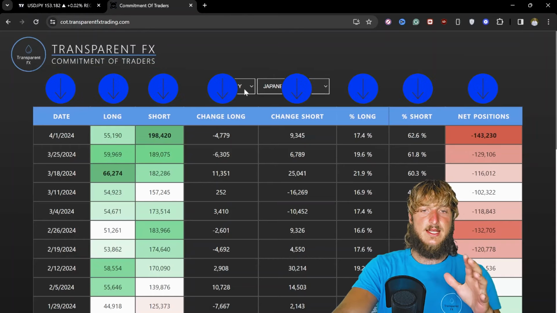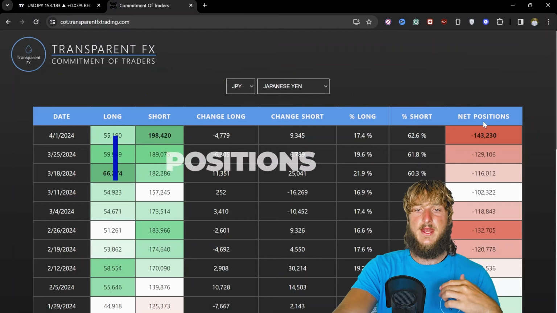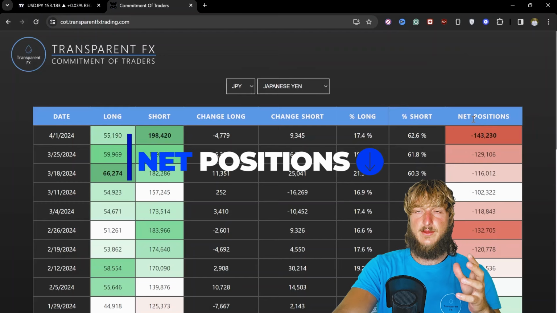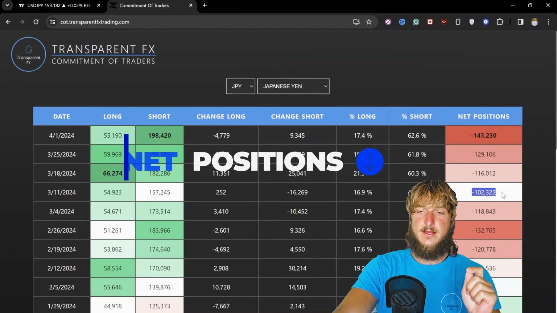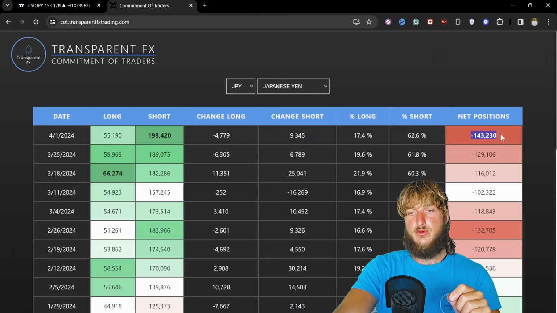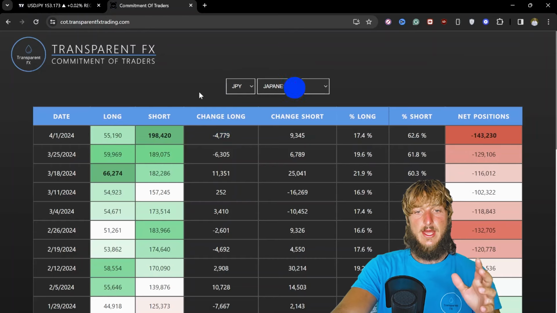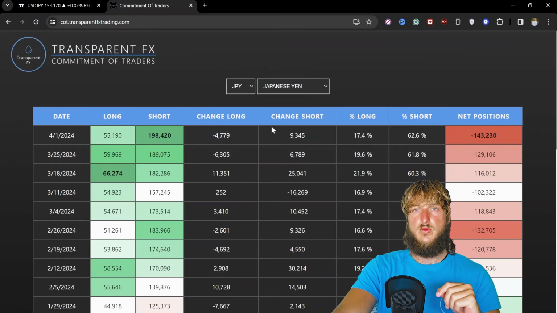And what we can see is that if we look at the data for the JPY, net positions with the last reports have been massively decreased. In fact, institutions went from having minus 102.3k net positions down to minus 143.2k net positions. So institutions have been shorting the JPY aggressively with 9,300 shorts added with the last report and 4,700 longs getting closed. So institutions have been shorting the JPY aggressively and closing their longs.